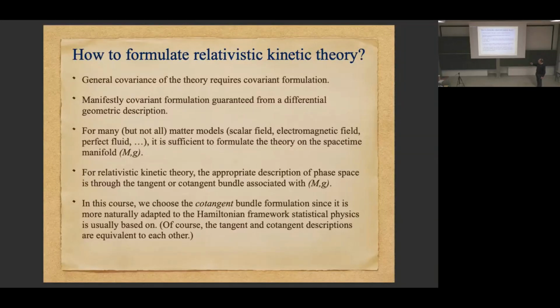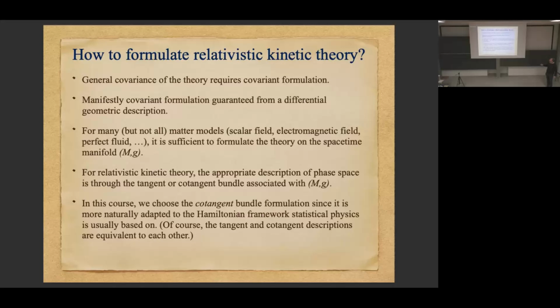So how should we formulate relativistic kinetic theory? Well, first of all, we know general relativity is a geometric theory, so you have this principle of general covariance, and that requires a covariant formulation, as Einstein taught us. And the easiest way to have the covariant formulation built in, so to say, is if you formulate things in terms of differential geometry, and then you don't have to verify how things transform under coordinate transformations and so on. That's all for free.